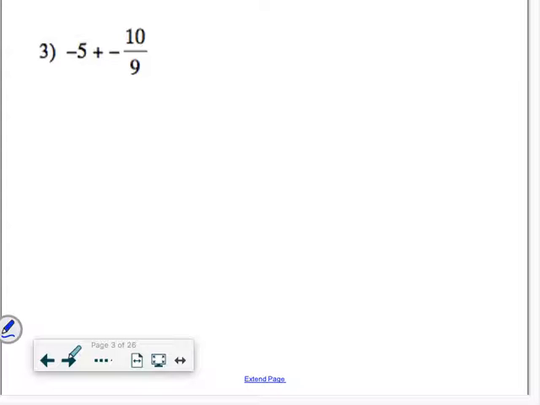All right, looks like we are moving to uncommon denominators. So -5 plus -10 over 9. If you recall correctly, you need to make sure we have fractions. We need to add fractions. And -5 isn't a fraction. Now, I can make it one by putting it simply over 1.